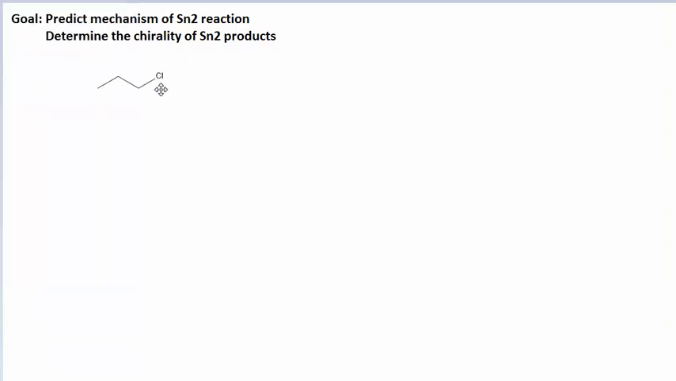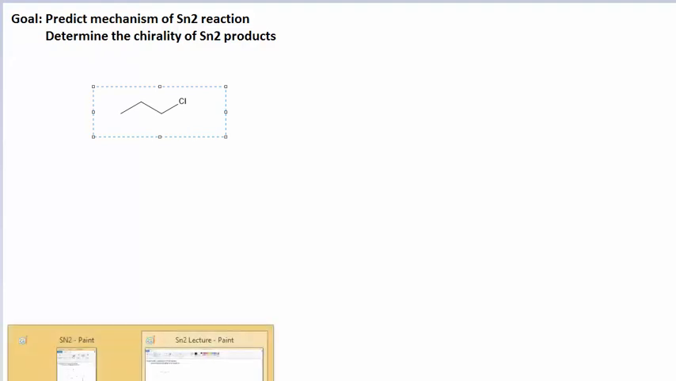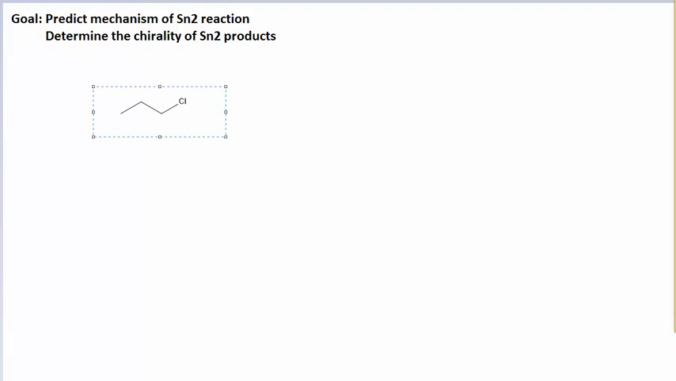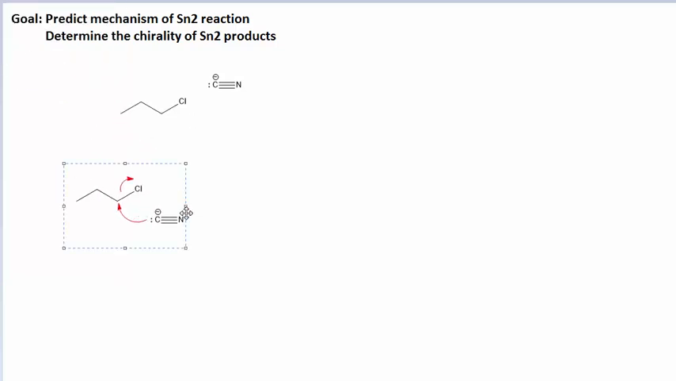So say we have a substrate like this, and say we react it in the presence of something like the cyanide anion. The actual SN2 mechanism will proceed like this. The nucleophilic cyanide anion will attack the carbon bearing the leaving group, and in the same step as this bond forms, this bond will break. And as a result, our product formation will look like this.